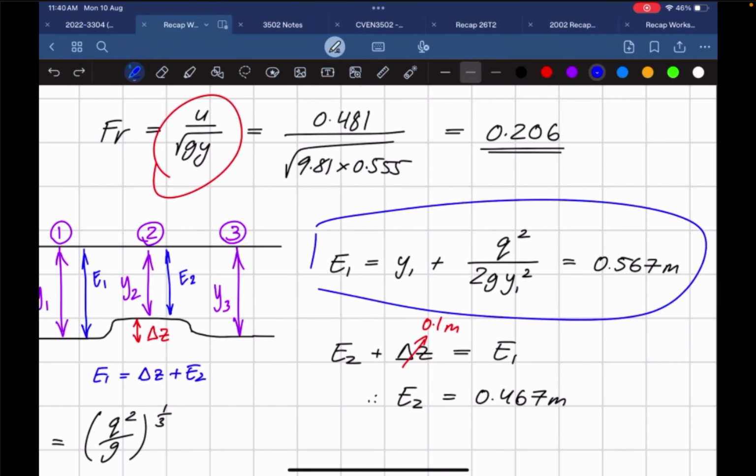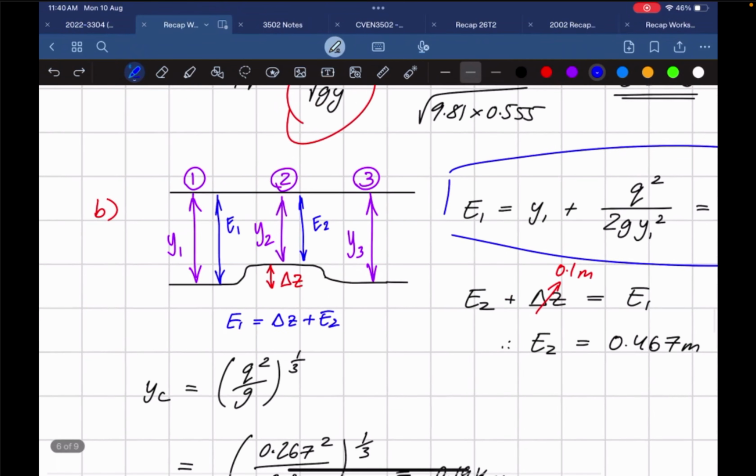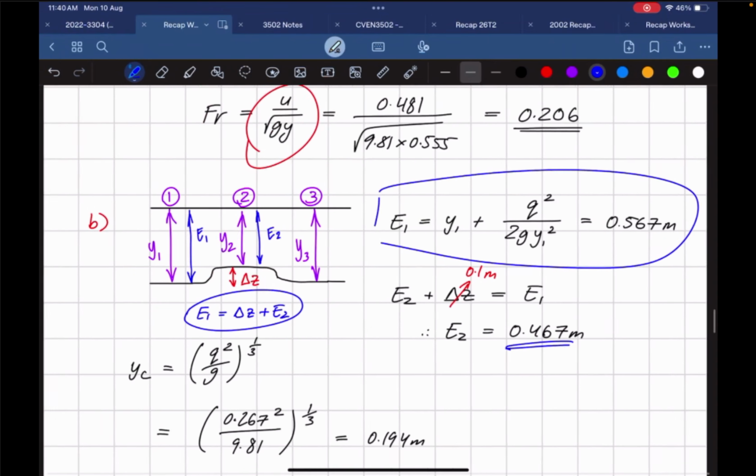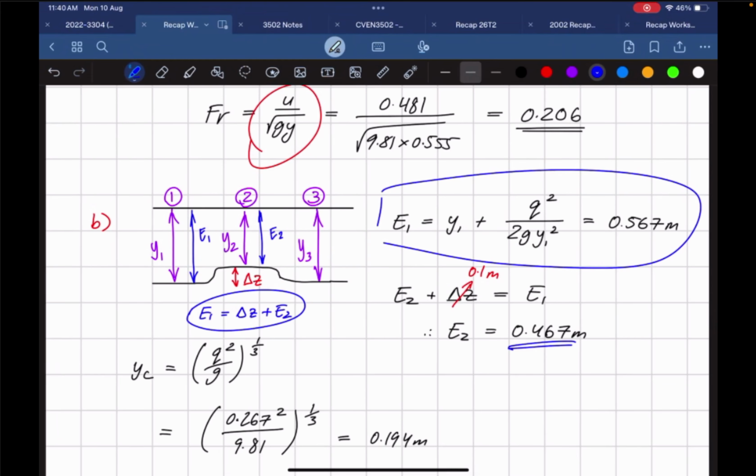So next, you've got to calculate E2 from E1, which I've shown you guys a formula for here. You end up with 0.467. Any questions so far? Okay, beautiful.